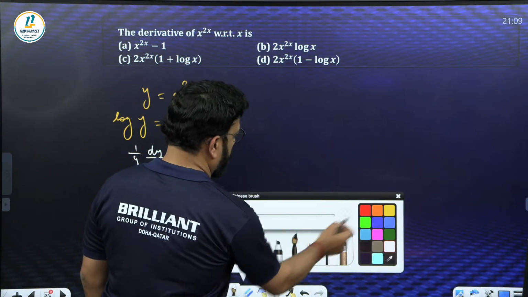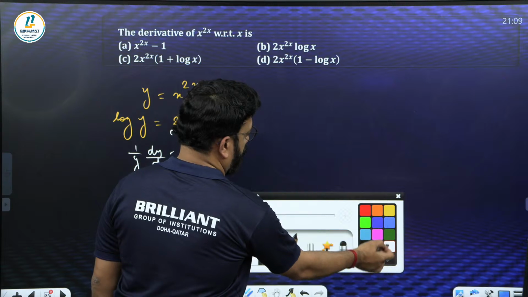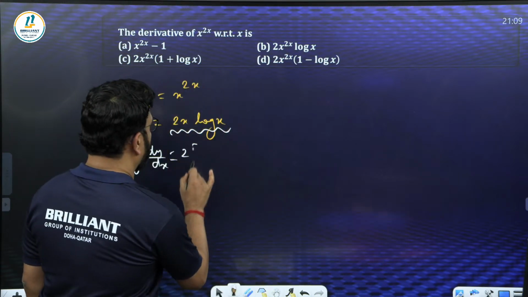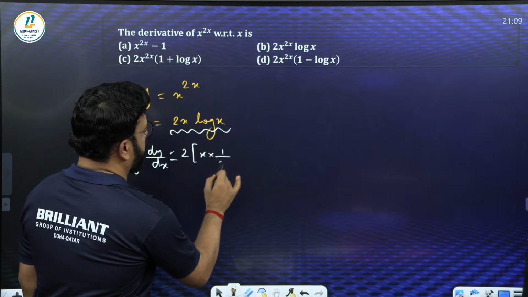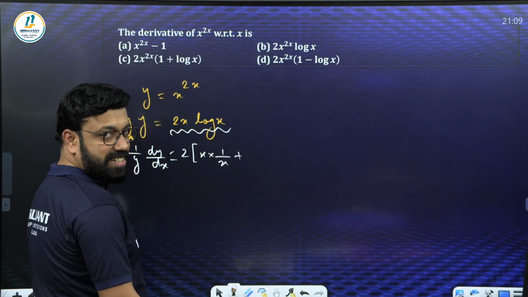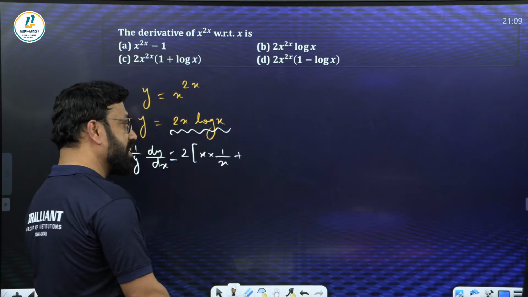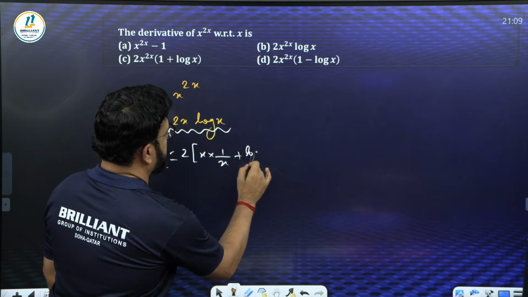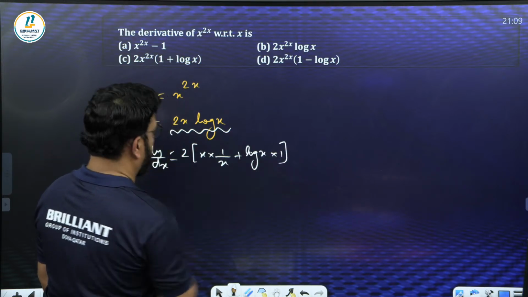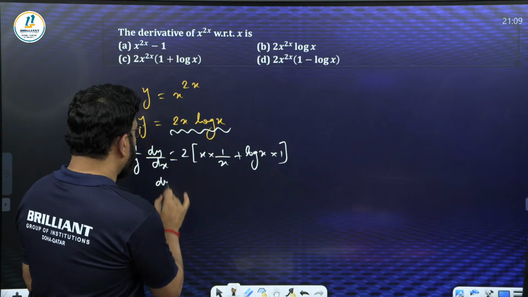We can take 2 outside also, no problem. 2 is a constant. 2 into first, x, into derivative of second, 1 by x, that is uv dash plus vu dash: second into derivative of first. Second is log x, derivative of first is 1. So dy by dx equal to what?